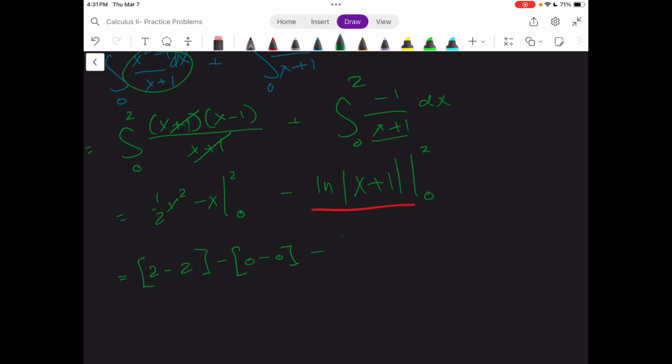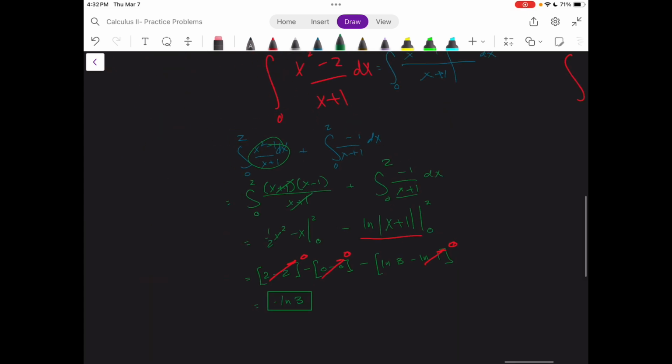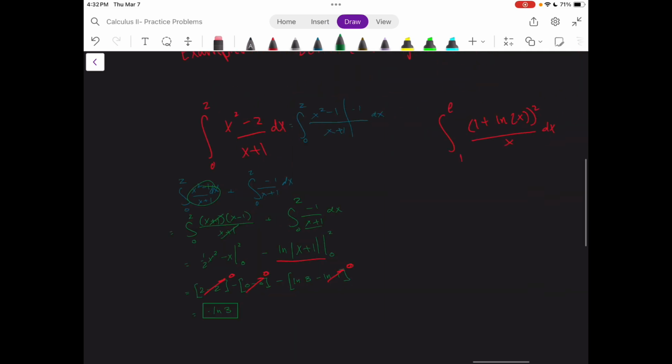Then we're subtracting, let's plug in 2. We get ln of 3 minus ln of 1. We know that ln of 1 is 0. This is 0. This is 0. So the final definite integral, the final area, just turns into negative ln of 3. And that is our final answer. Yes, area can be negative, because the integral is just an area under a curve.